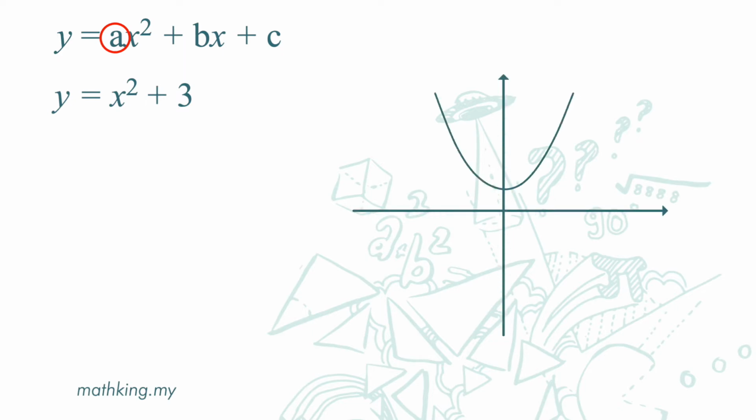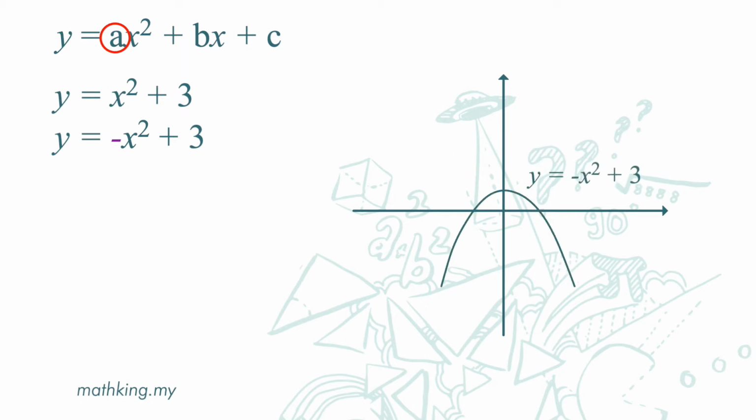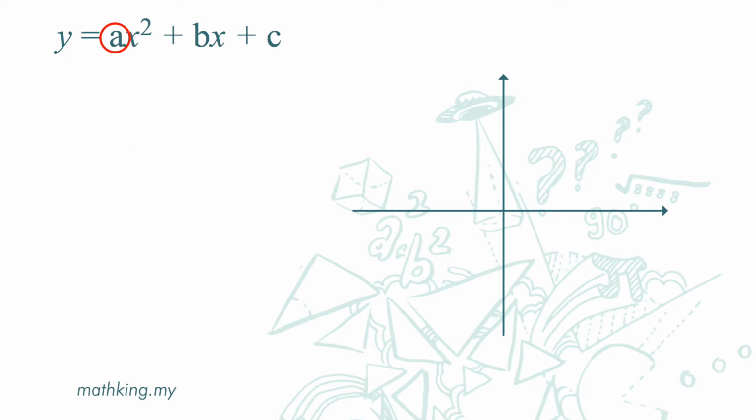When a is positive, for example, y equal x squared plus 3, the graph that we will get is like this. When a is negative, for example, y equal negative x squared plus 3, the graph that we get is inverted. Next, we look at the effect of the value of a on the graph.